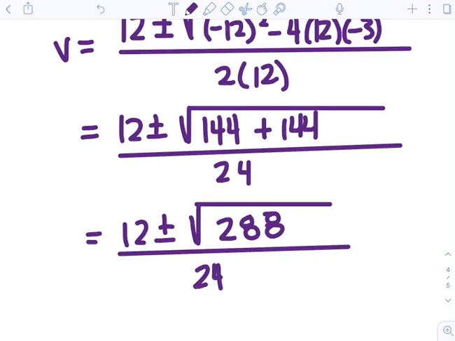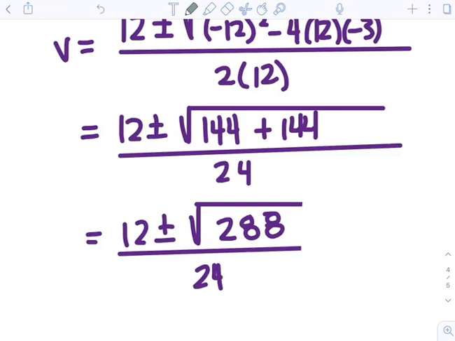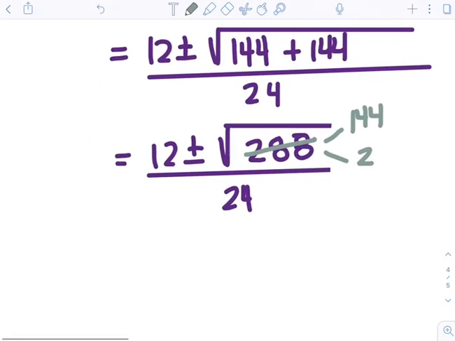over 24. Now, in your calculator, take the square root of 288 and see if you get a whole number. If you don't, 288 is not a perfect square. Okay, so what you need to do now is you need to fully simplify your answer. Now, we know how to simplify a radical, right? I need to split up 288 into a perfect square times something else, right? So what is a perfect square that goes into 288? Well, that's 144 times 2.